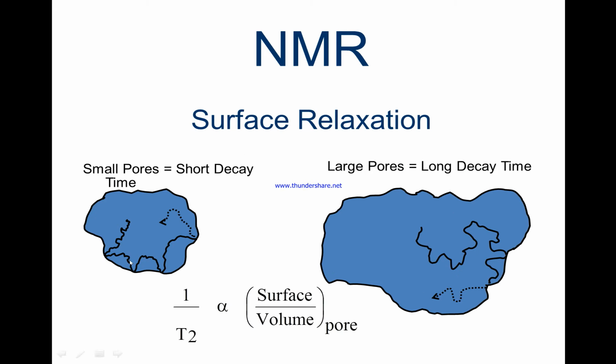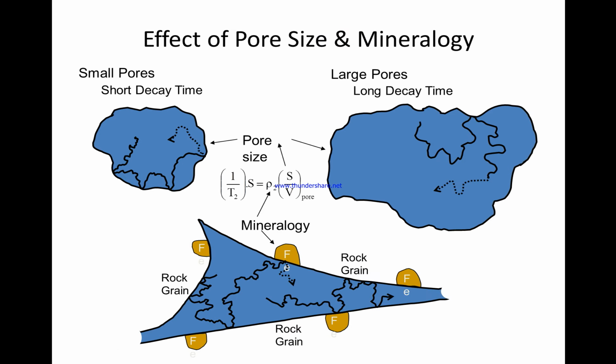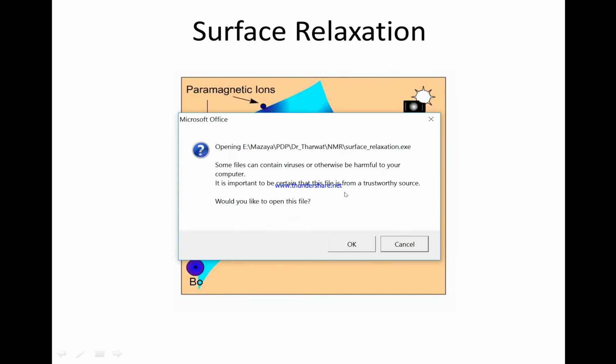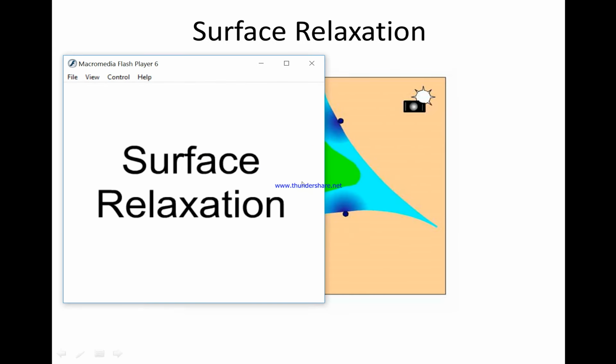Surface relaxation: whenever you have a small pore, you will have a short relaxation, because the time in which you take the hydrogen index to relax is very small. Vice versa, the large pores will give big times to relax. If you have some sort of mineralogy such as iron in it, it will affect more the relaxation of the hydrogen atom, hydrogen or protons.